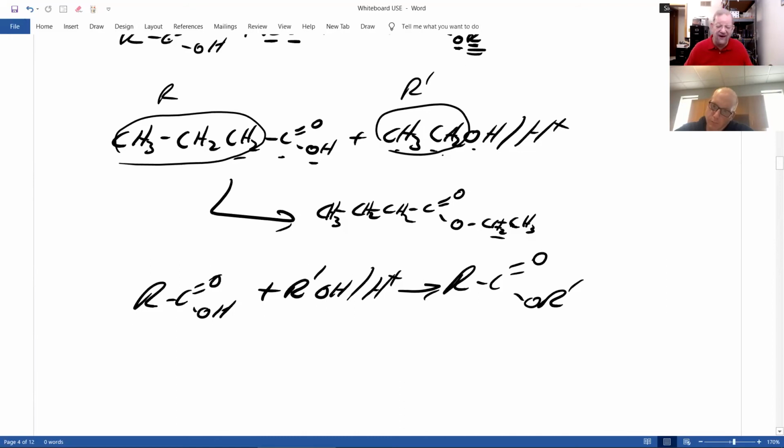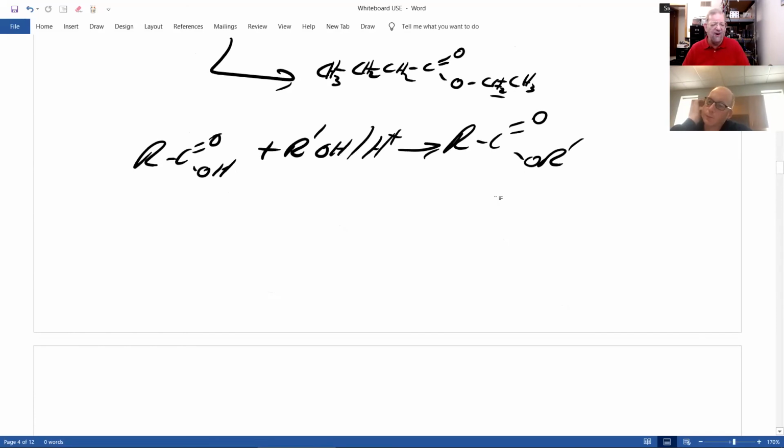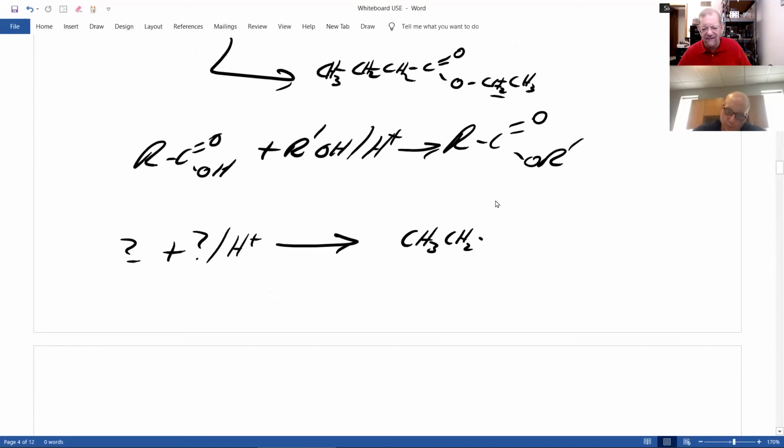And you made that ester, and I worked for a company that made esters like this, not this one, but others. Oh, let's have fun once more. Let's do a little something different. What two things would you react with acid catalyst to make that molecule?